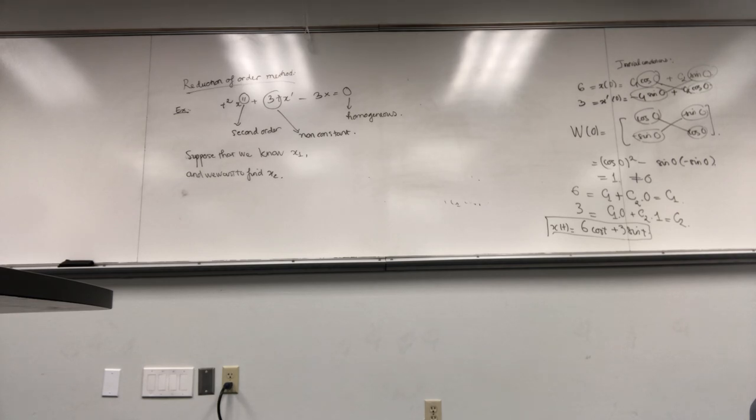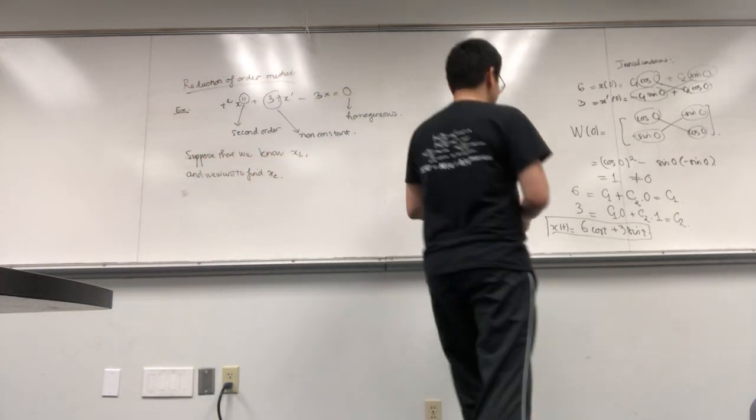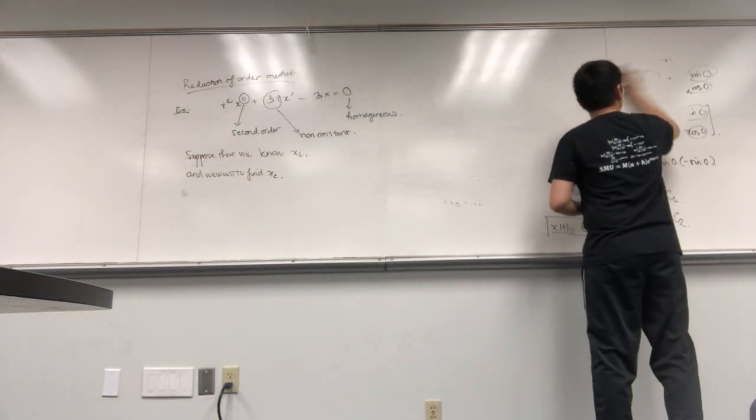You have three cases, right? Yes? Is it the case where delta is zero and you have a double root? Right. Basically, this is the same as the case when delta is zero, right?